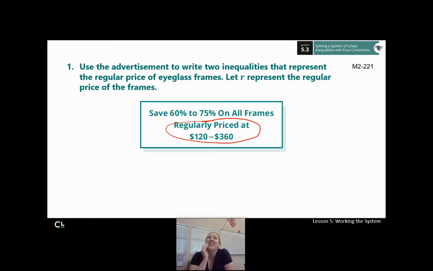Maybe you can even think of it as a compound inequality. I'm just saying it's an option. I'm throwing it out there. Go ahead and hit pause to write your 2 inequalities, and then hit play when you're ready to check your work.